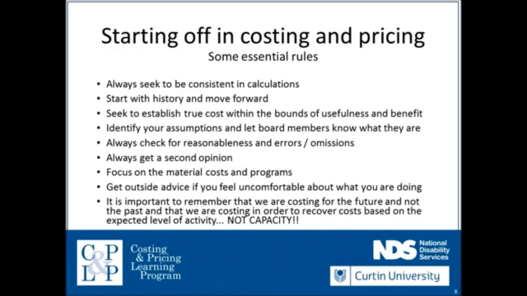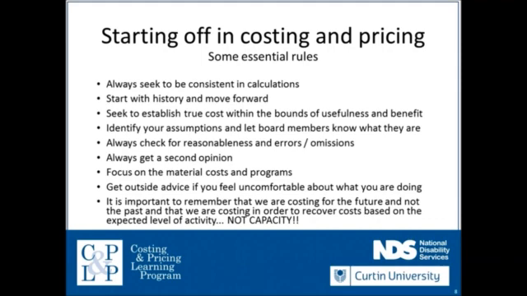And you also need to remember that it's critically important that you're costing for the future, and that you're costing for the level of expected activity of your organisation, not its capacity. Some people fall into the trap when they look at costing and pricing, for the first time particularly, of looking at the level of activity that is possible to be undertaken by an organisation, rather than that level of activity that is likely to be undertaken.